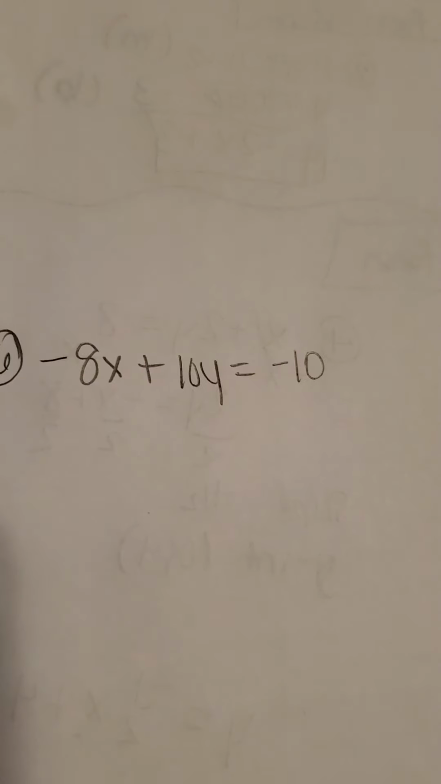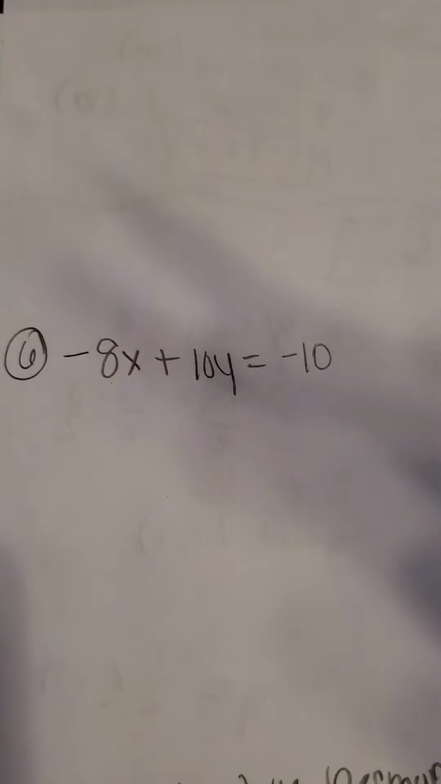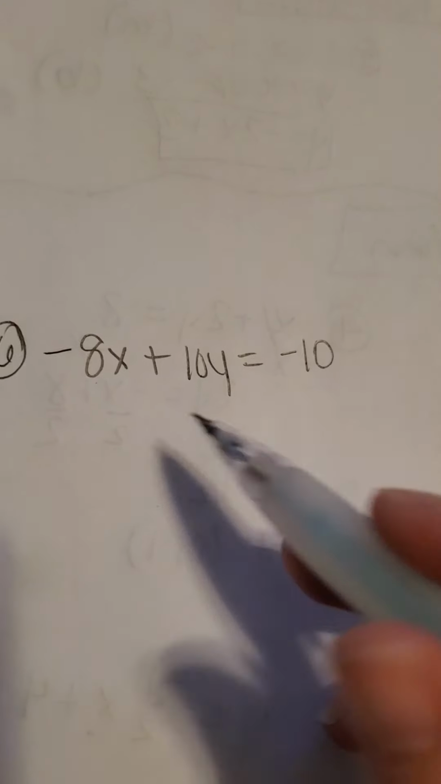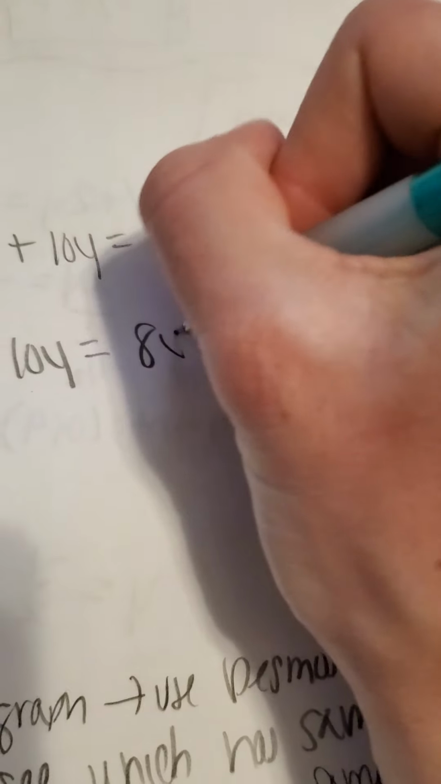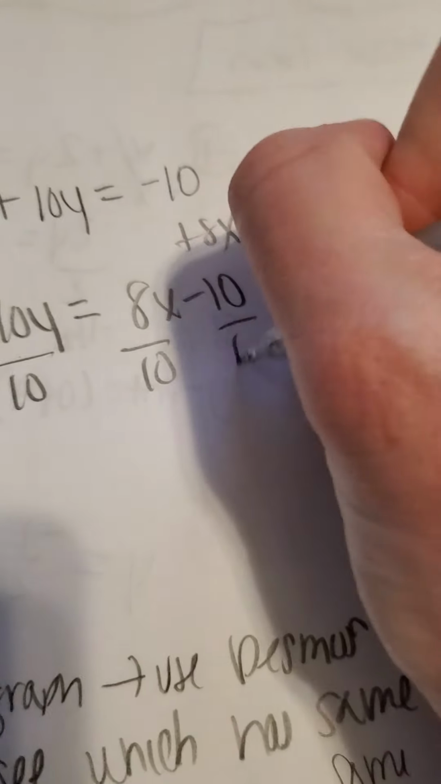Oh man, this one is in standard form. So I gotta do like we just did on the last section and put it into slope-intercept form, which just tells me, hey, that 8x can't go there, it needs to go the other side. So I go and add 8x. And then I got 10y equals 8x minus 10. Want to get the y by itself? So I go and divide by 10.